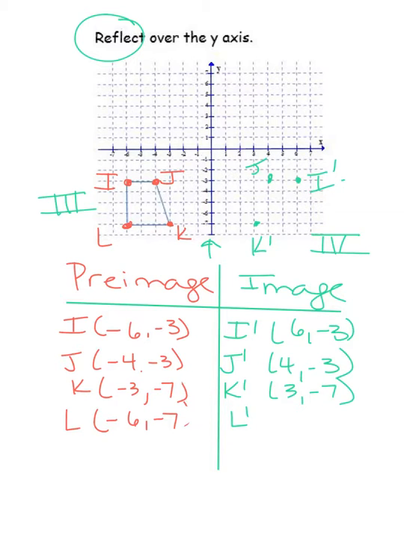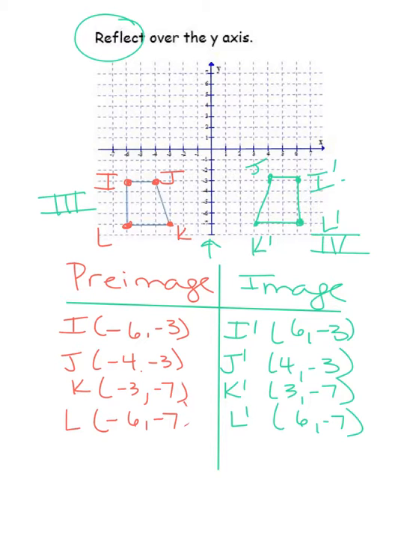And L, again, same thing. I'll go across that horizontal line at -7, and I'll end up right here. There's my L prime. So that coordinate right there, I'll end up at 6, -7. So I'll connect all my dots there, and there's my new figure.